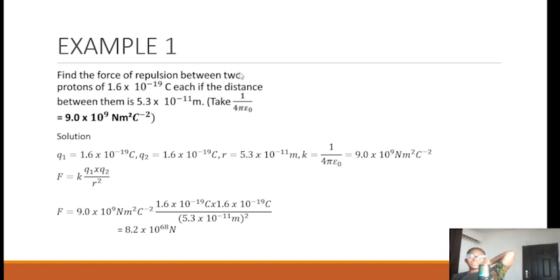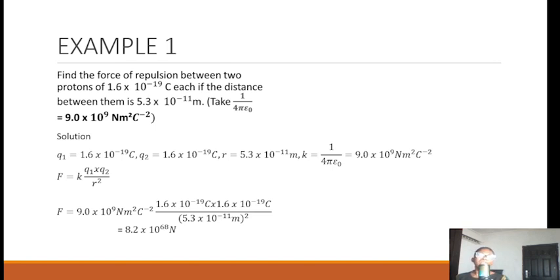So let's take this quick example to explain Coulomb's law. Find the force of repulsion. Basically we know that the charges are equal, so we don't even need any other story. They said find the force of repulsion between two protons of 1.6 times 10 raised to minus 19 coulombs each, if the distance between them is 5.3 times 10 raised to minus 11 meters.